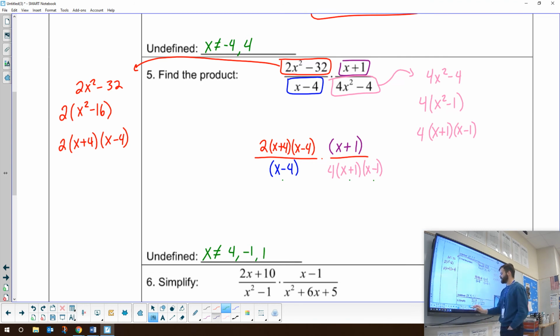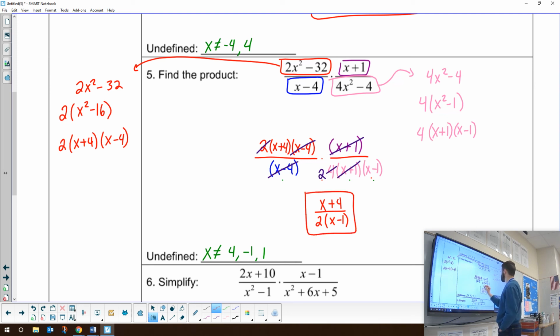All right, then we're going to cancel out. So this x minus 4 and this x minus 4 cancel. This x plus 1 and this x plus 1 cancel. This 4 and this 2 cancel, and 2 divided by 4 gives me a 2. So we're going to replace this 4 with a 2, and this 2 on top goes away. So let's see what that leaves me with. That's going to leave me with just an x plus 4 on top and a 2 times x minus 1 on bottom. Okay? So like I said, factor each quadrant and then cancel out what you can.